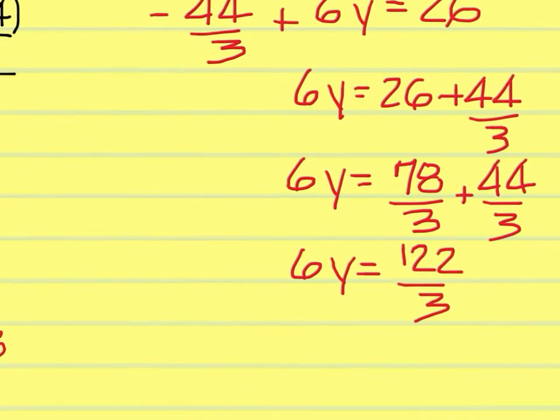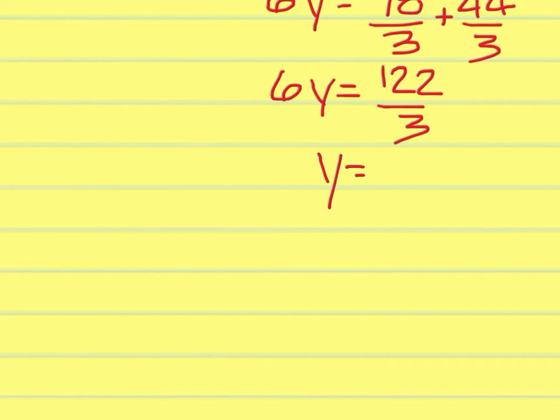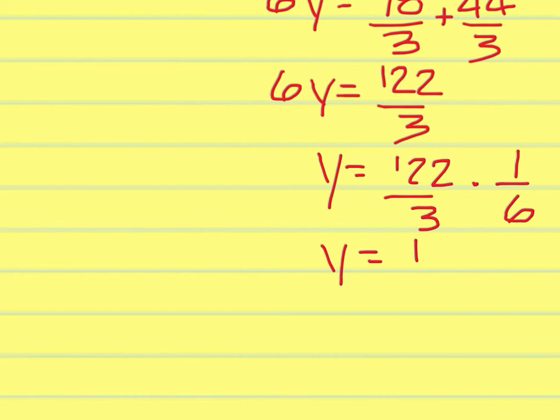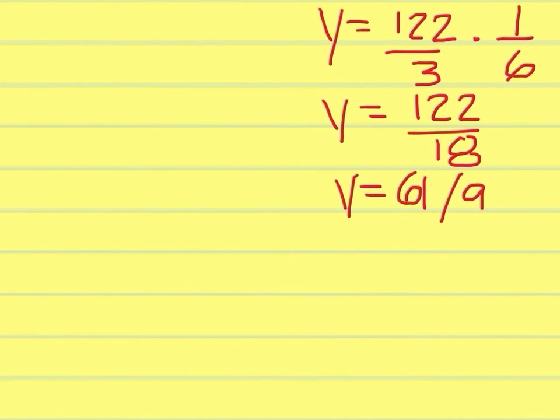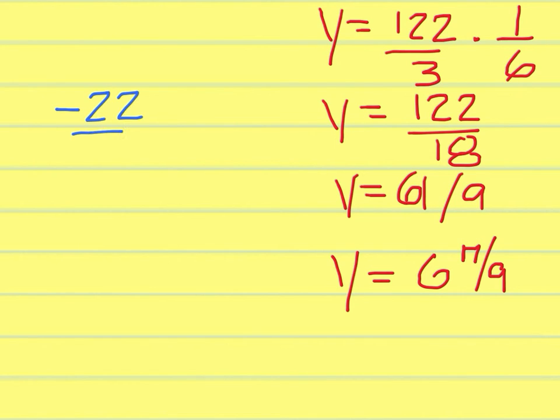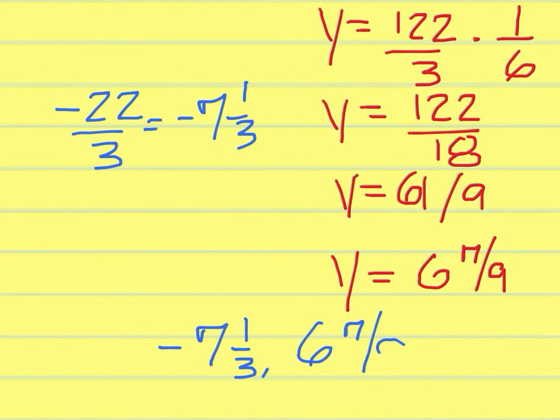We have to divide 122 over 3 by 6. When you do that, it's the same as multiplying by 1 over 6. So 122 over 18. That can reduce down to 61 over 9. And then make it a mixed number. 9 goes into 61 6 times with 7 left over. So remember, you plugged in a negative 22 over 3, which is the same thing as a negative 7 1/3. And you came back with 6 7/9.